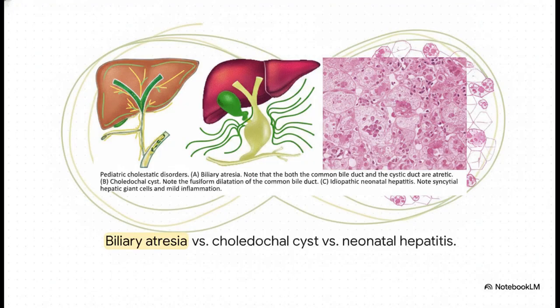To really visualize this, look at the comparison here. With biliary atresia, the extrahepatic ducts, both the common bile duct and the cystic duct, are entirely atretic. That means they are completely narrow, totally non-functional, and reduced to these tight fibrotic cords with literally zero lumen. Contrast that with a choledochal cyst, where you see a massive fusiform dilation of the common bile duct. And then there's idiopathic neonatal hepatitis, where the actual duct architecture is perfectly fine, but the liver parenchyma itself is packed with these giant syncytial cells.